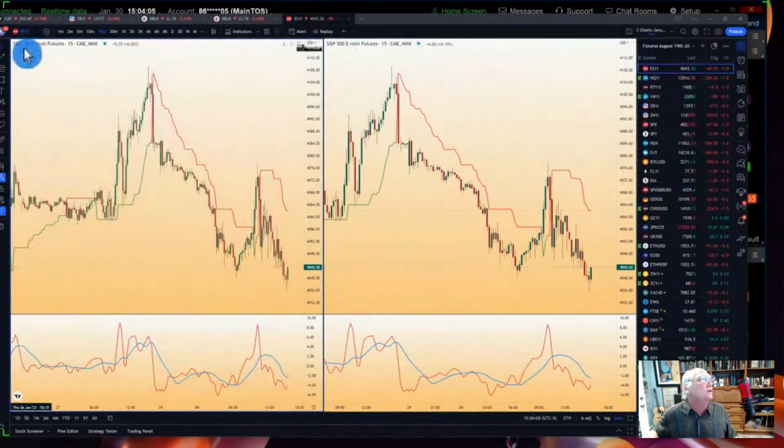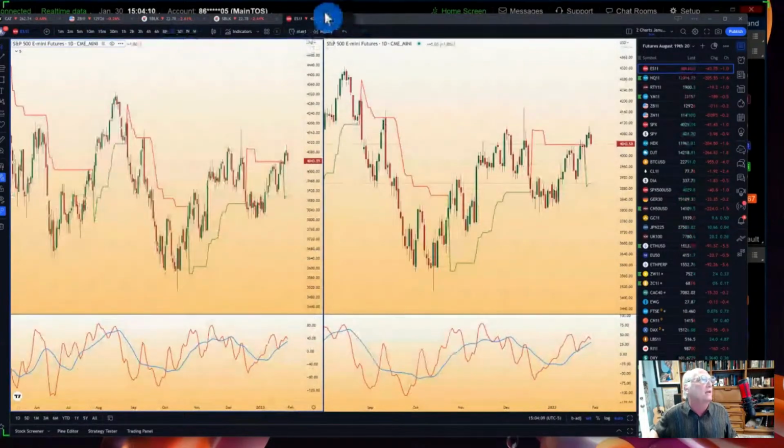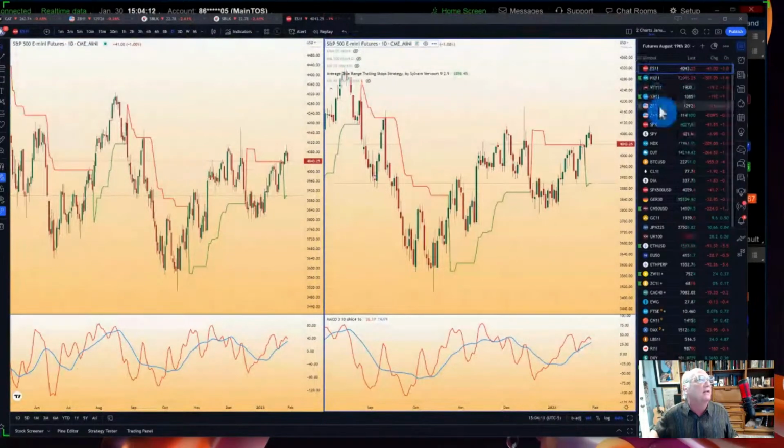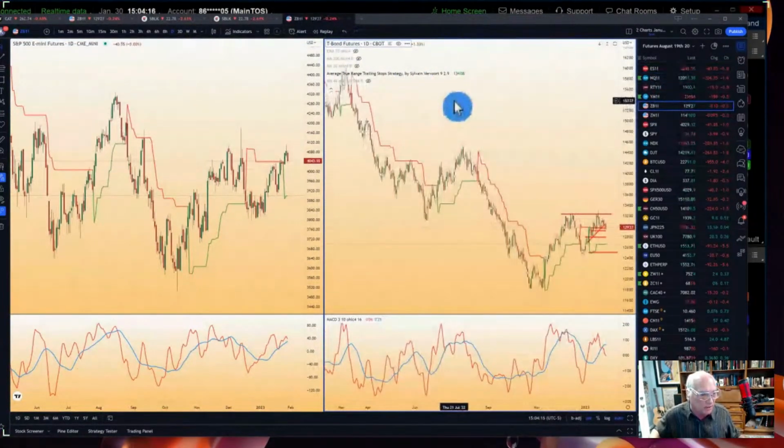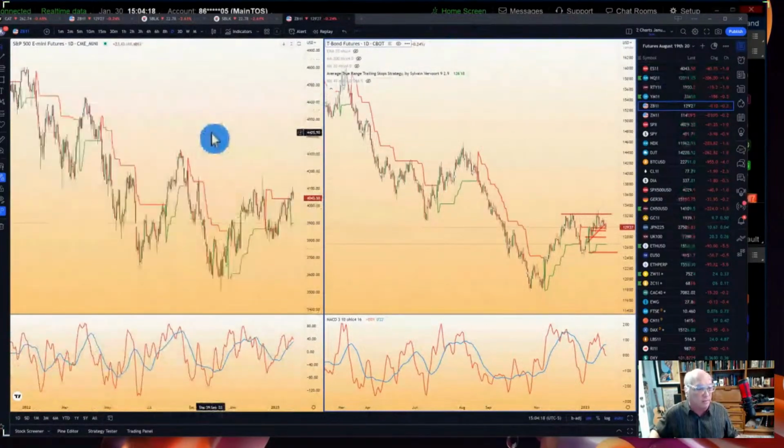So you have the ES or the Dow or whatever, but I'm going to take the ES or the SPX on the left, and I'm going to take the bond market on the right. Now, most people know I obsess about the bond market. I obsess about the bond market. And the reason I obsess about it is because of PE ratios.